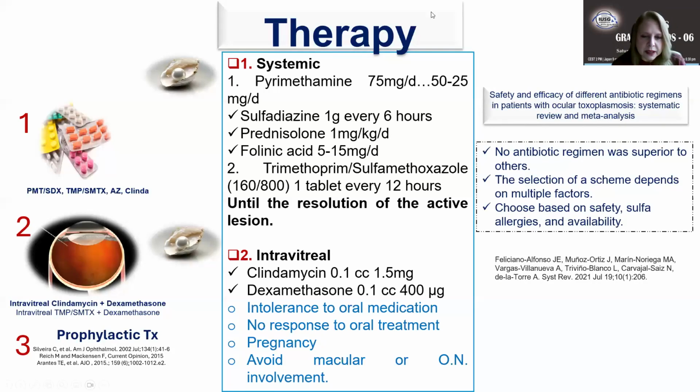Intravitreal therapy. The most used is clindamycin plus dexamethasone, and it should be used when there is an intolerance to oral medication, no response to oral treatment, in cases of pregnancy, or to avoid macular or optic nerve involvement. There is another alternative therapy with trimethoprim sulfamethoxazole plus dexamethasone, and we will discuss prophylactic therapy later on.